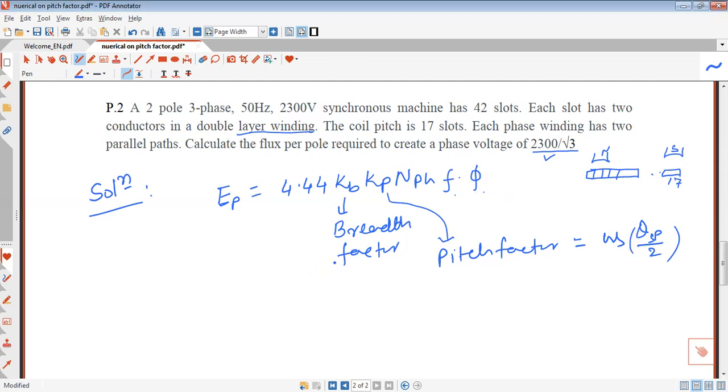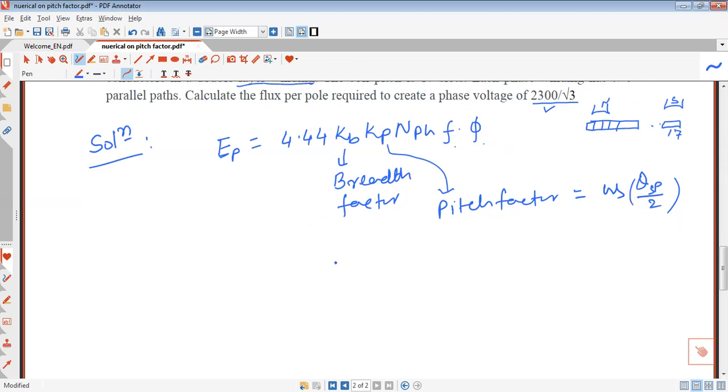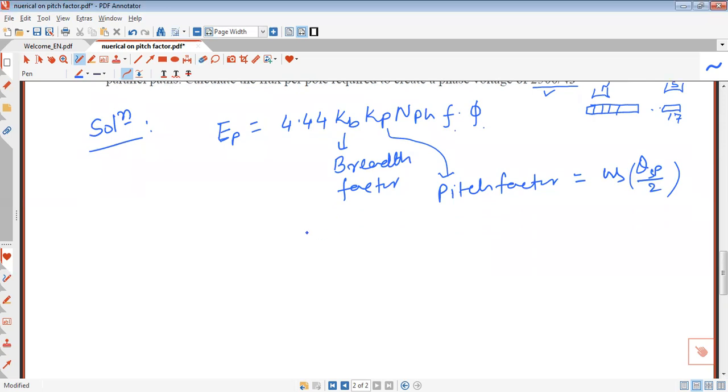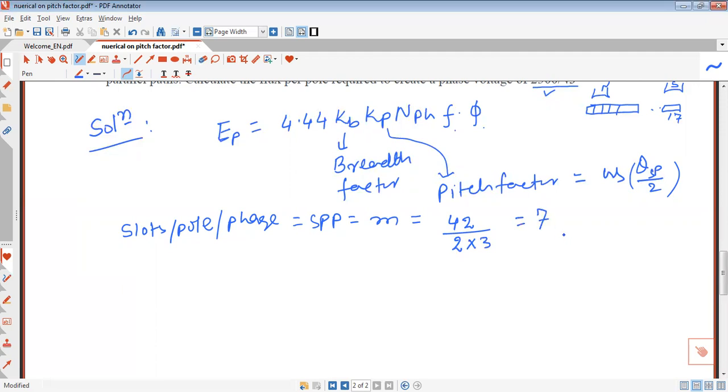So let us start how we can do this. To calculate this, first of all, we have to find the slots per pole per phase, SPP, which is also denoted by m. There are 42 slots, the number of poles is 2 and phases is 3. So it comes to 7. Slots per pole per phase is 7.